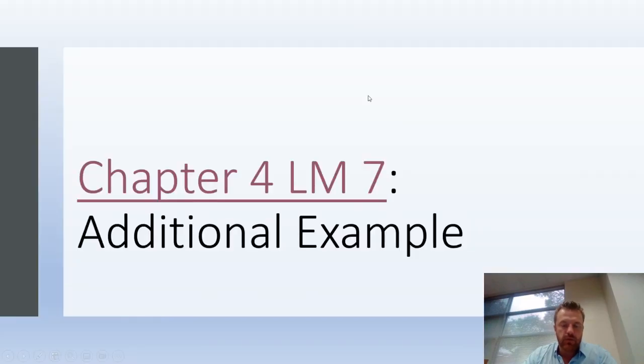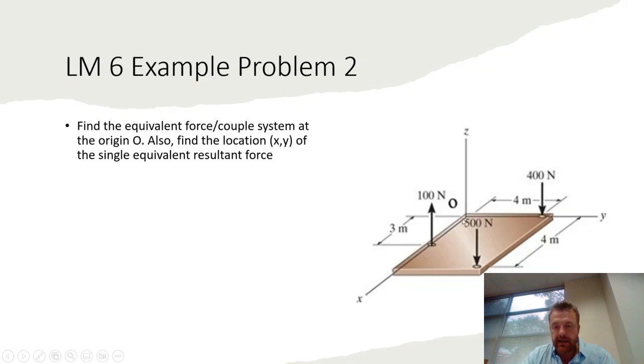So in this video, I wanted to do one additional example of computing an equivalent force couple system in 3 dimensions. We have a plate that's acted upon by 3 forces. The book has set up the coordinate system such that the origin is at the corner of the plate, and we're given enough geometrical information to write expressions for position vectors from the origin to the various points of application of these forces.